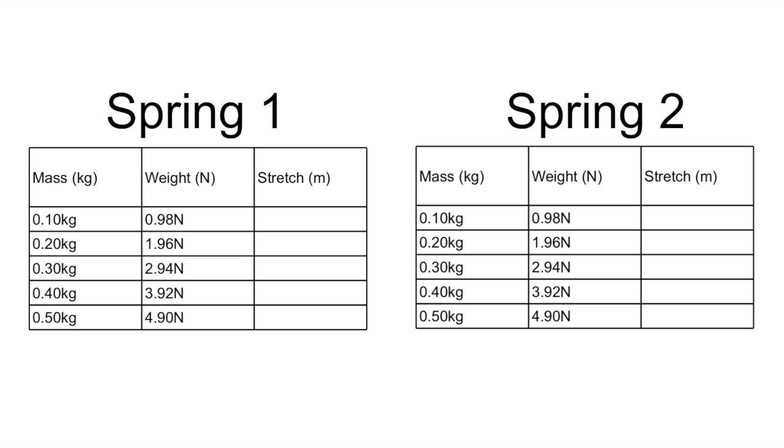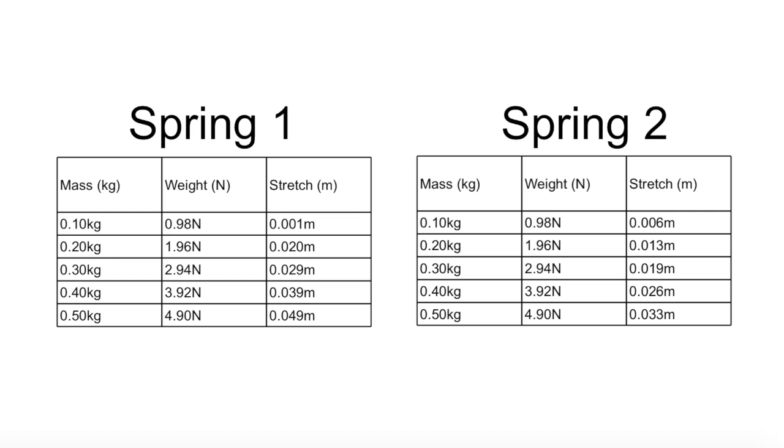To find the weight of each mass, multiply the value by 9.8. Example can be seen here. An example of the stretch of each spring due to the added weight can be seen here.